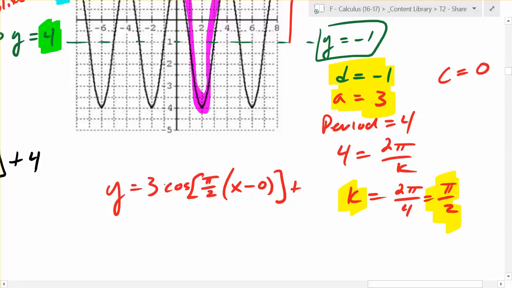What's the d value? The d value. -1. There you go. The 3's in front, I was just writing the full thing out. So you're done there. There you go.